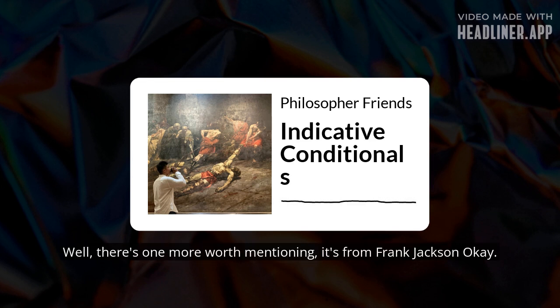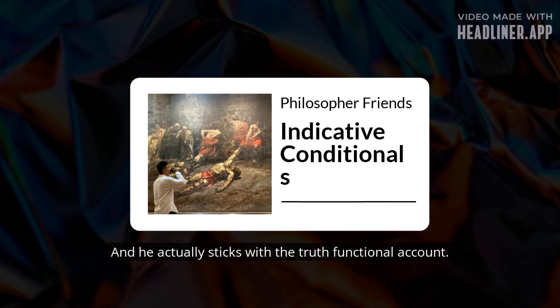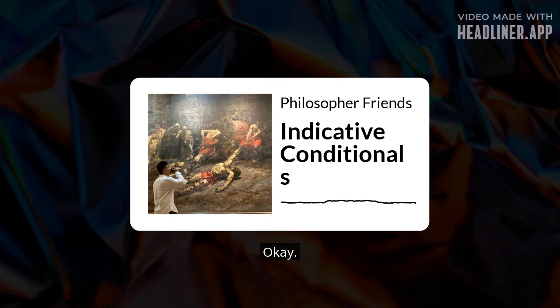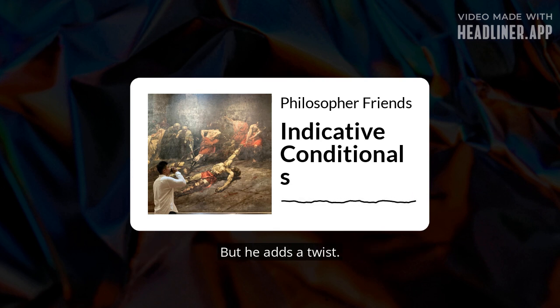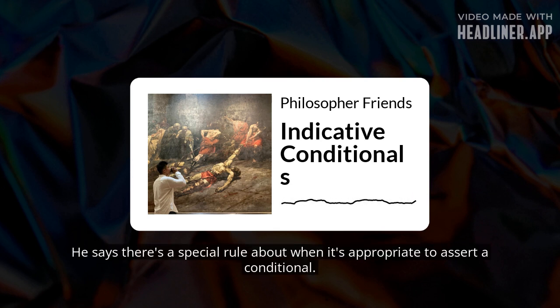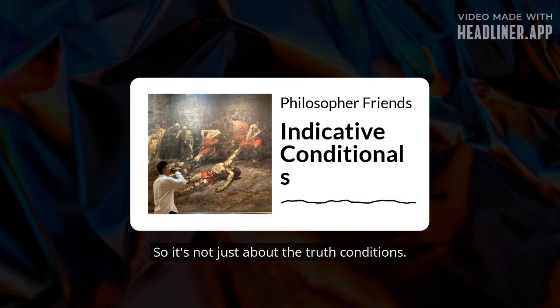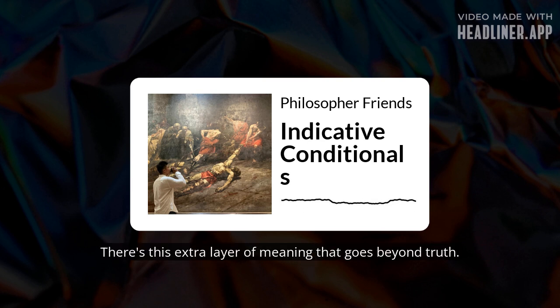Well, there's one more worth mentioning. It's from Frank Jackson, and he actually sticks with the truth functional account. So he thinks if A, then B really does mean not A or B. Exactly. But he adds a twist. He says there's a special rule about when it's appropriate to assert a conditional. So it's not just about the truth conditions. Right, there's this extra layer of meaning that goes beyond truth.